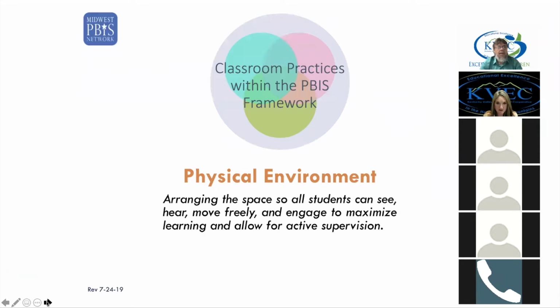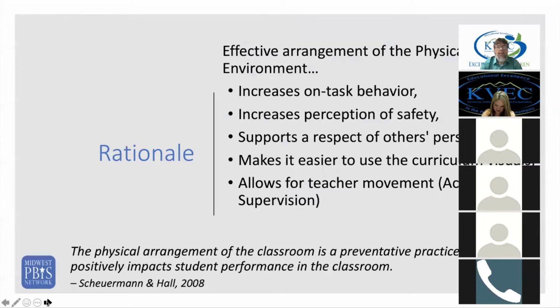The first thing that we want to think about is the physical environment of our classrooms. Look around your classroom and make sure that the physical environment is arranged in such a way that the students can see and hear you, can move freely, and can engage in the lesson that you have going on. Some of the rationale for arranging the classroom environment is that it increases on-task behavior, plus it increases the perception of safety.